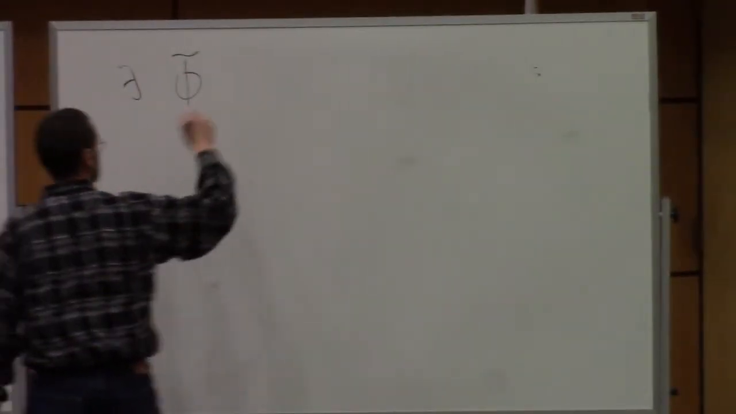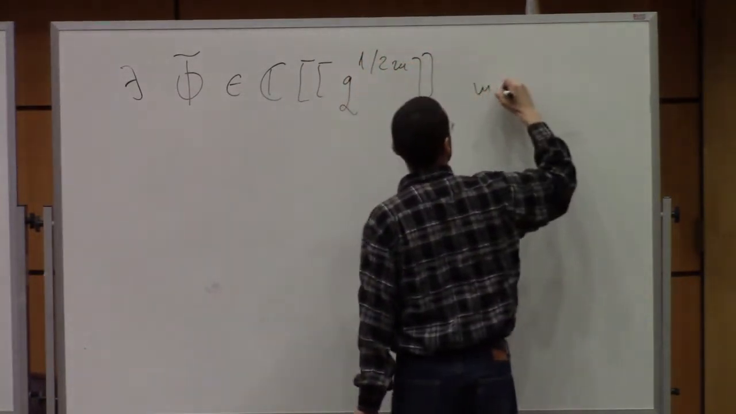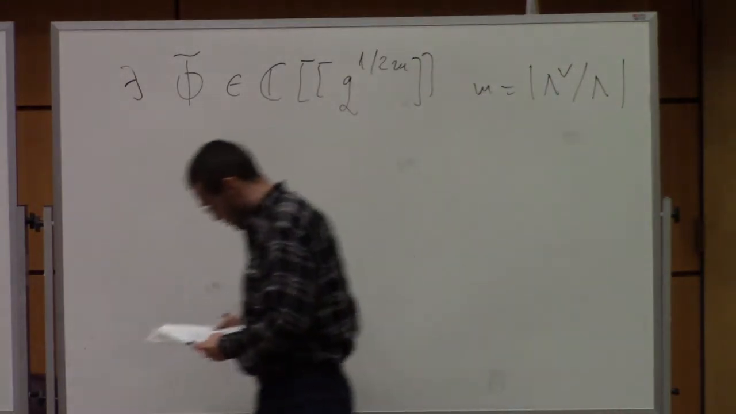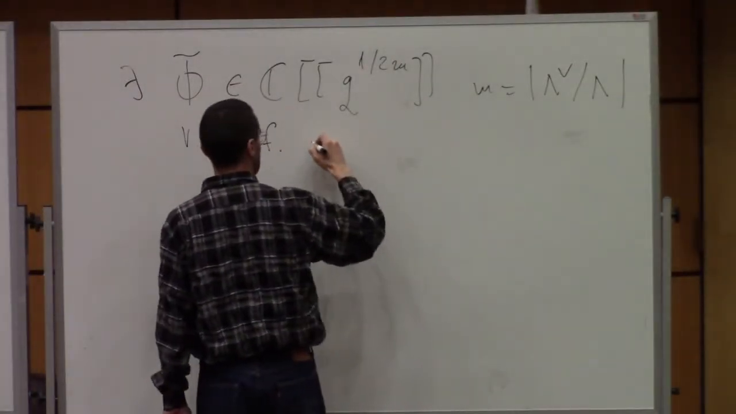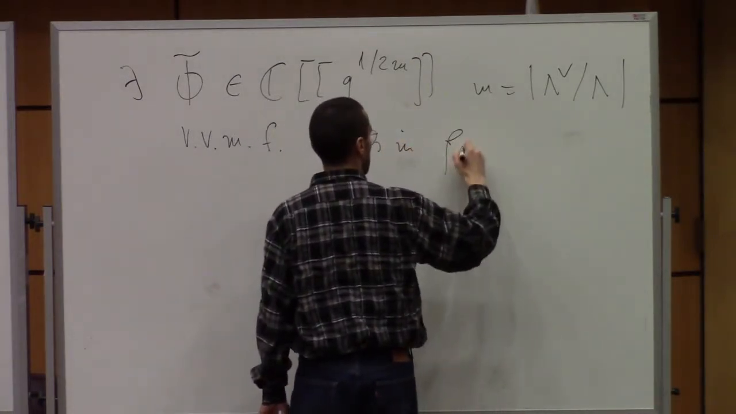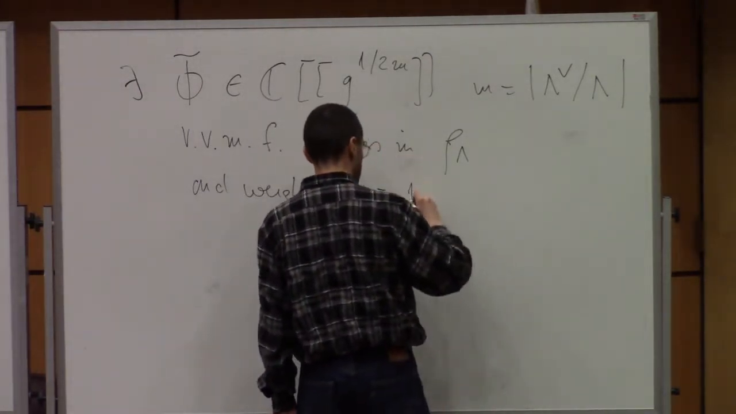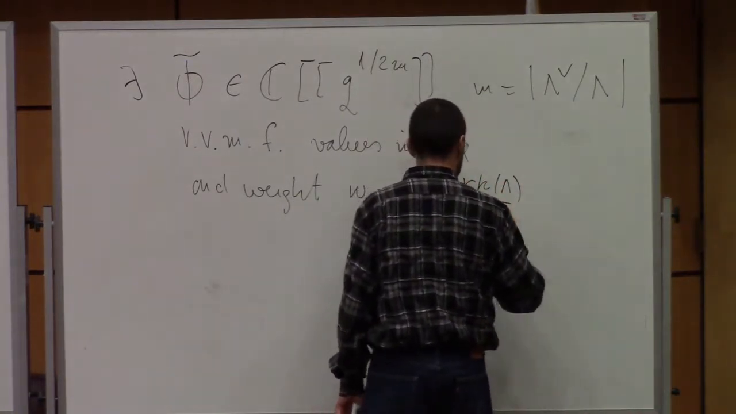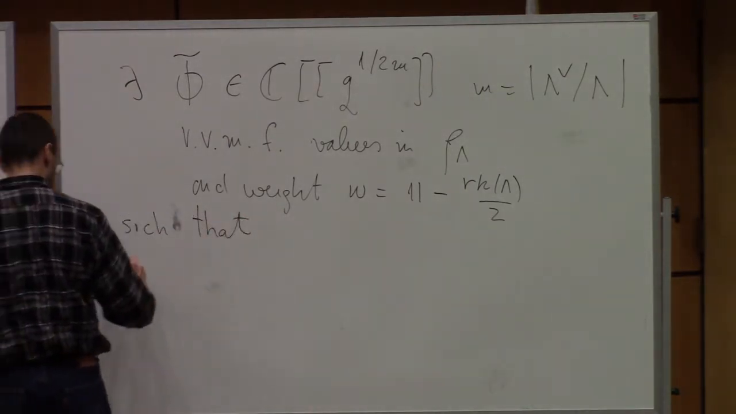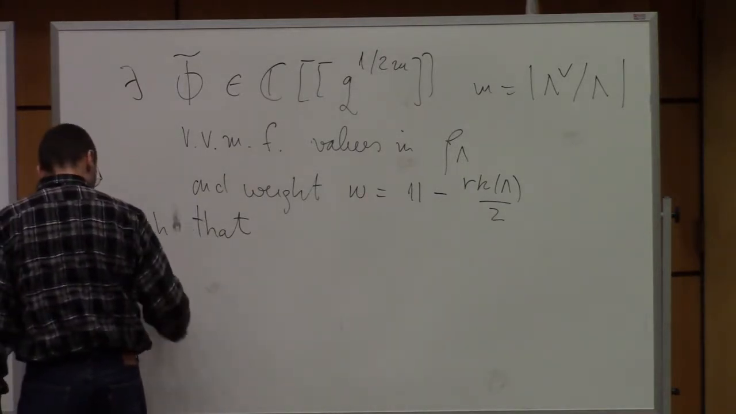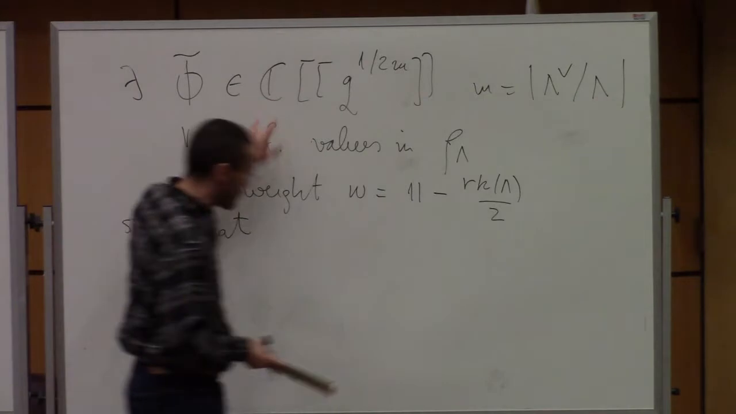Let me see. Well, it's in series 1 over 2m, where m is the cardinality of lambda dual mod lambda. So there is this vector valued modular form with values in rho lambda and weight w equals 11 minus the rank of lambda over 2, such that N_L,h,d, so these are the numbers here that count these curves, are related to the Fourier coefficients of phi twiddle in the following way.